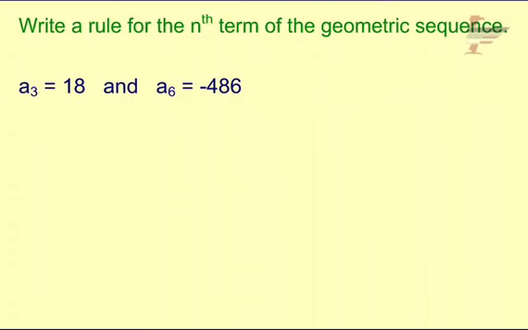Write a rule for the nth term of the geometric sequence. So we know it's geometric, which means we know what the rule will look like. Our geometric rule looks like a sub 1 times r raised to the n minus 1 power. The two things we need in order to write this rule are the first term and our common ratio.